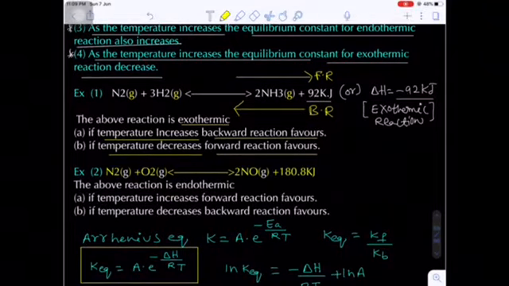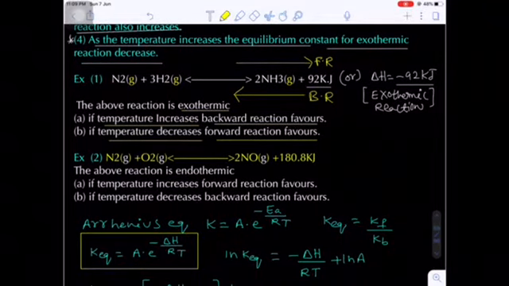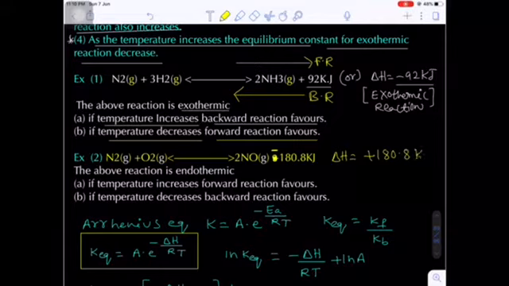Let's take an example of an endothermic one. N2 plus O2 gives 2NO plus 180. I think this is not plus 180. This is minus 180. Otherwise we can say delta H is equal to plus 180.8 kilojoule. Otherwise this minus 180 comes to the left hand side, and you will get plus 180.8.